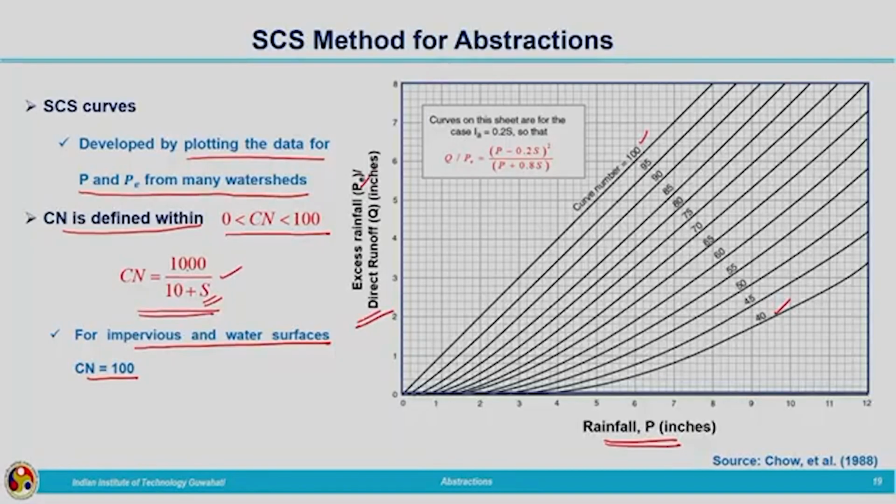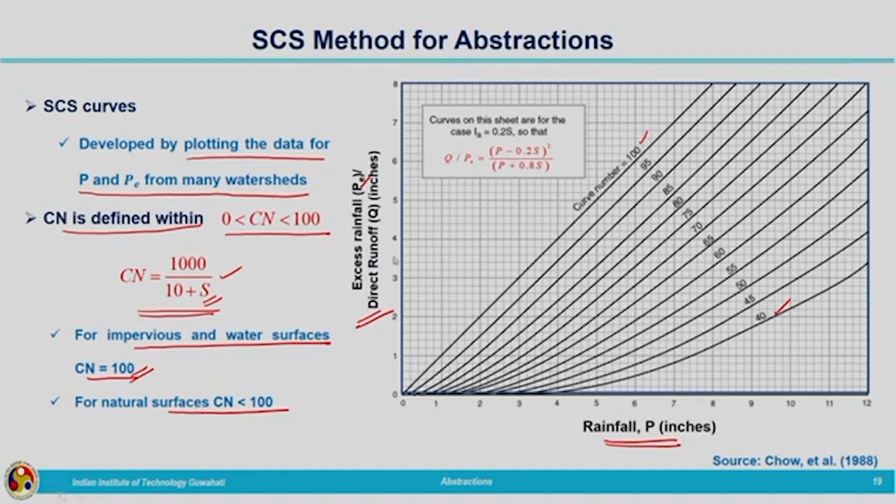In such cases, S is equal to 0, then CN will be 1000 divided by 10, it will be equal to 100. So, in the case of water surfaces and also impervious surfaces, CN value is the maximum value, that is 100. And for natural surfaces, CN is less than 100.